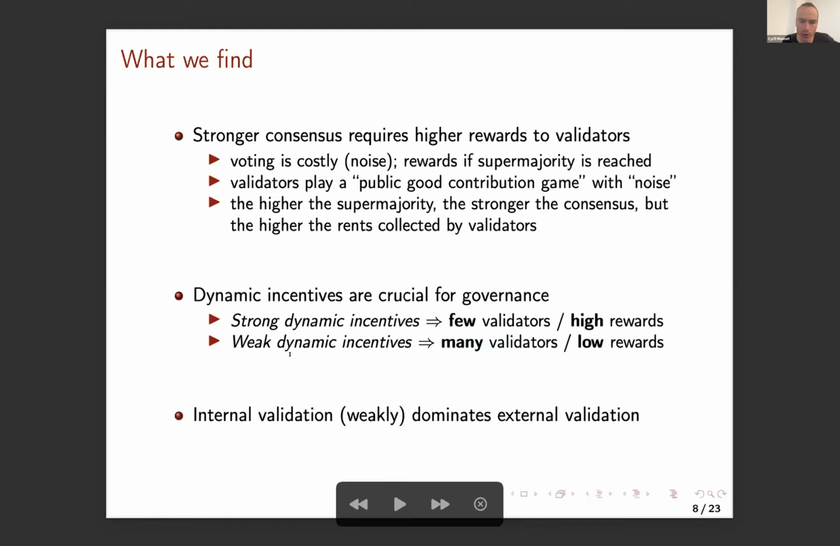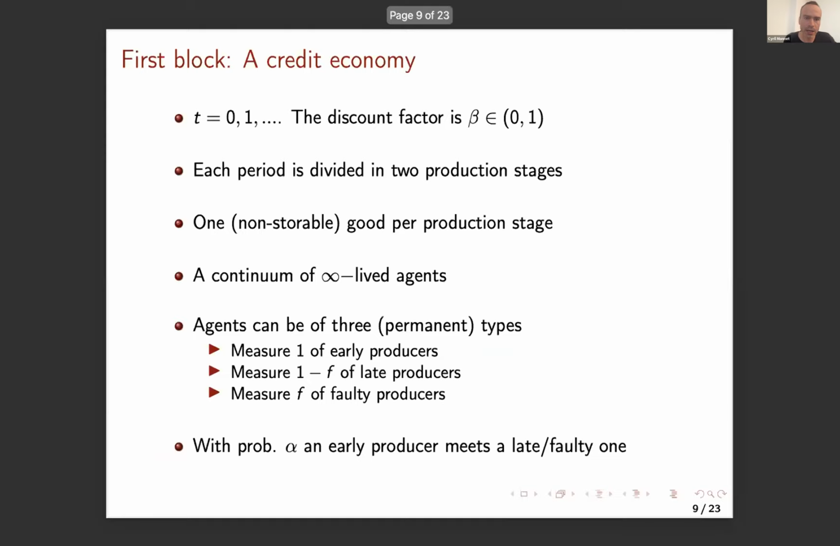And the other thing that we find, but I'm not going to spend time on that, is that internal validation is going to dominate external validation weakly. So this means that validators should also be users in the system, because that induces them to actually have the system work. Okay, so here is the first block.